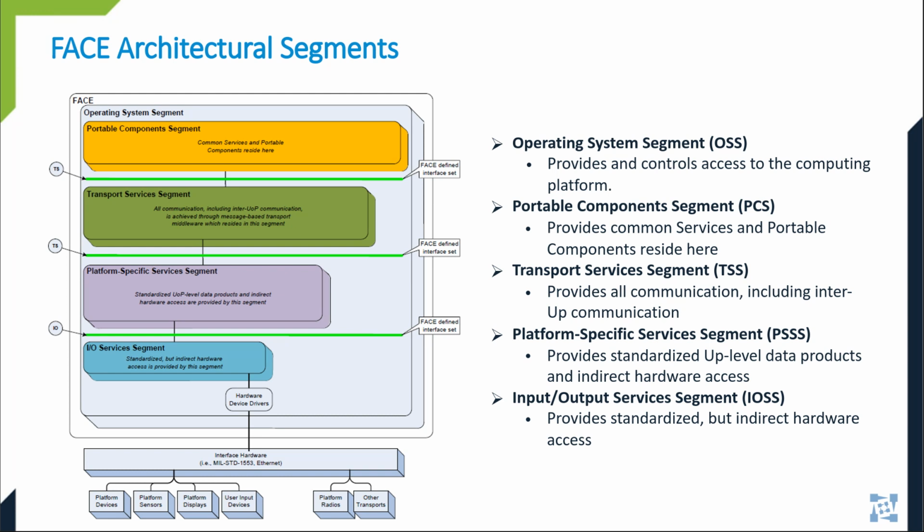Now, the transport services segment is comprised of communication services. So data distribution and capabilities that include routing prioritization, addressability, transformation, persistence, and much more. RTI's Connext TSS is one example of an available UOP. Now, the platform-specific services segment is comprised of 3 subsegments: device, common, and graphic services.